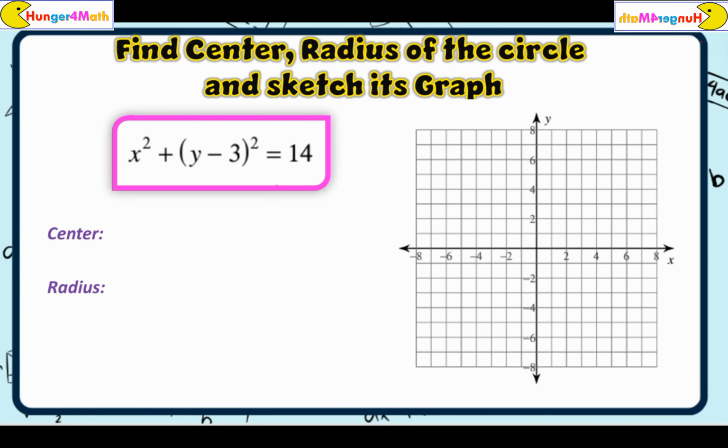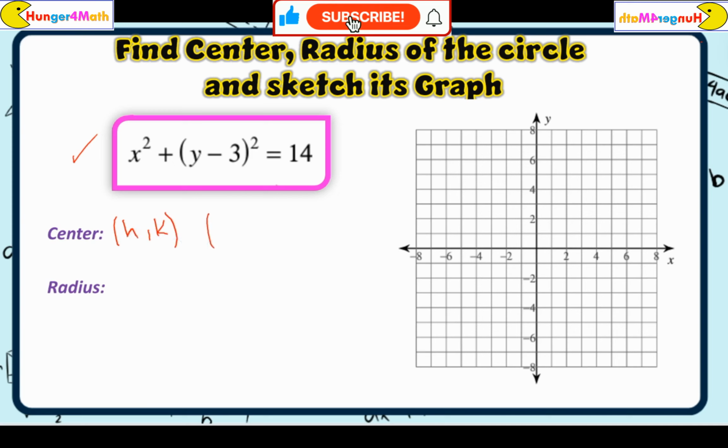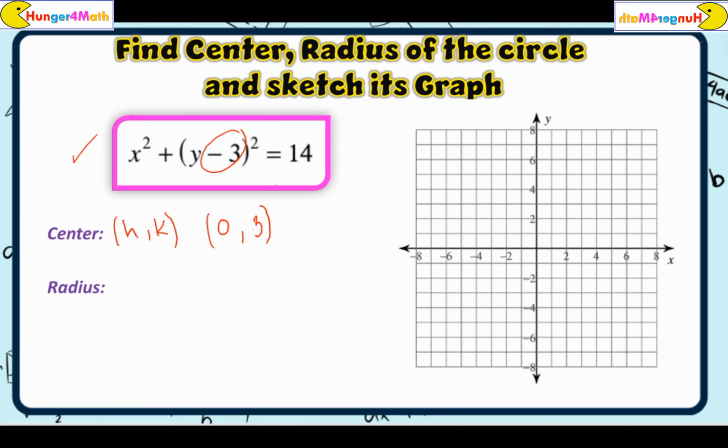Here we have the equation of the circle. To find the center, we have to find the inverse value of the h and k, wherein there is no value of h, so that will be 0. Then comma, for the k, it's -3, the inverse of that is +3. So the center is (0, 3).